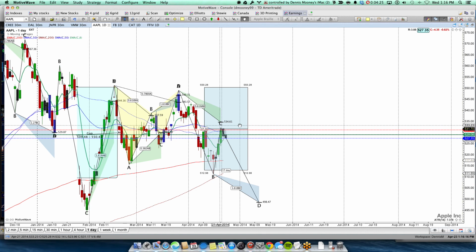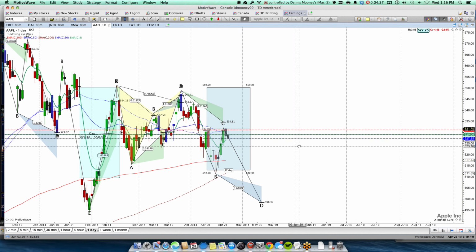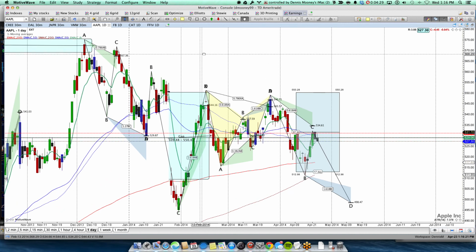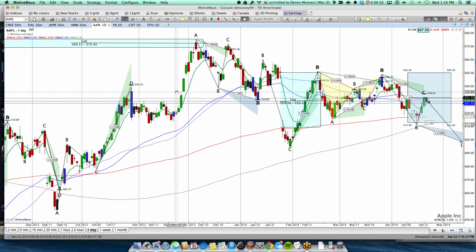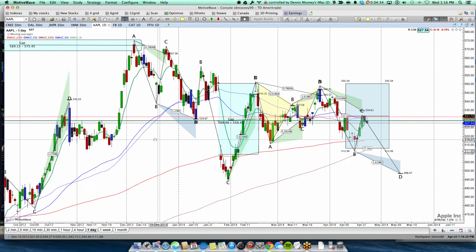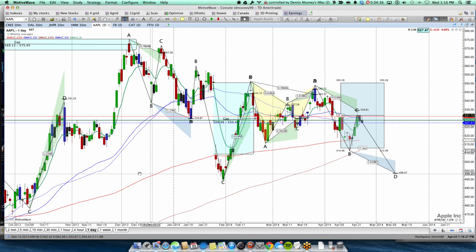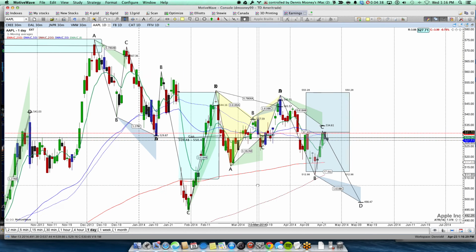So try drawing some of these yourself. You might come to find different patterns, but we can't really say that Apple is broken. It looks like it's randomly broken, but when you break it down, there's just one harmonic pattern after another.